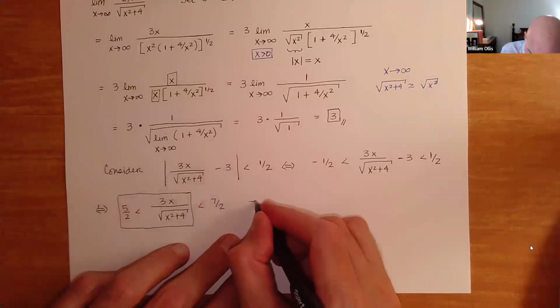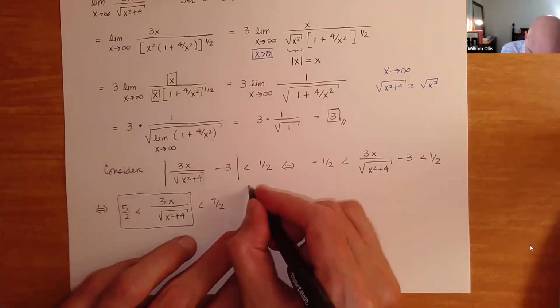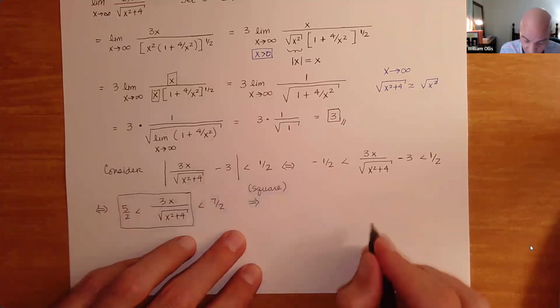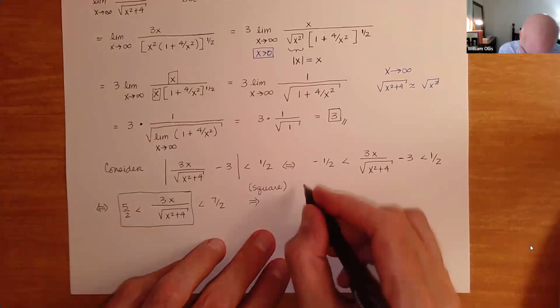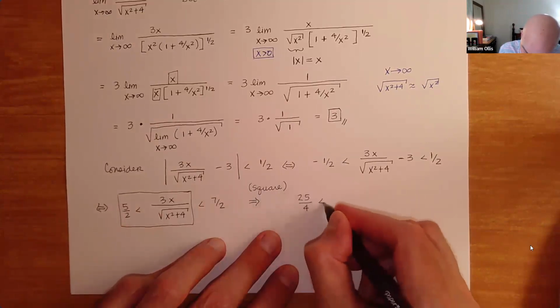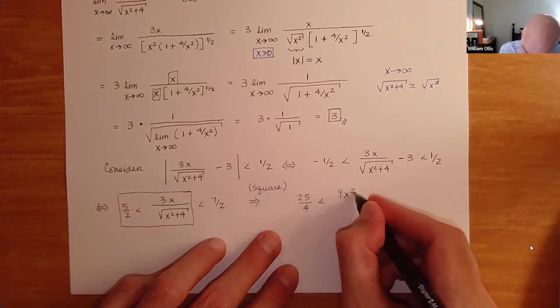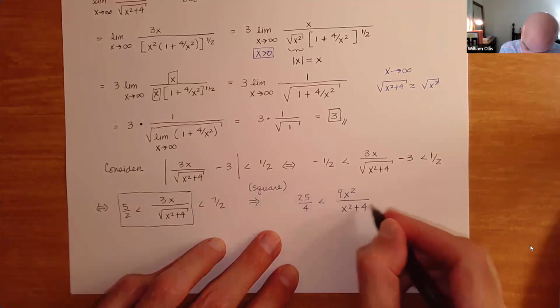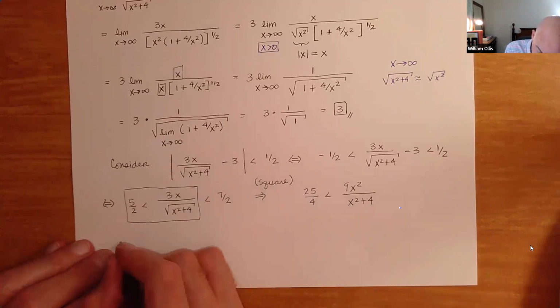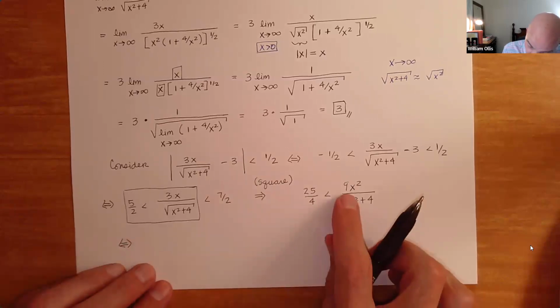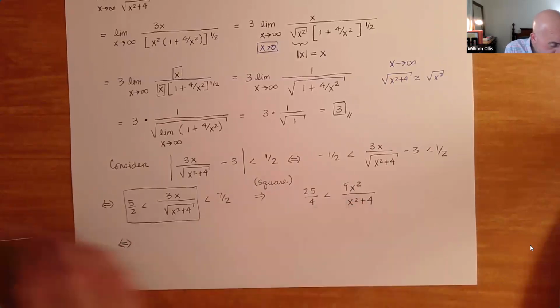So this implies, and we will square. Again, we have an increasing function because of the signs of the numbers. So we have 25/4 less than 9x squared divided by x squared plus 4. And now we can just cross multiply, if you will. So we'll have, in this case, a 36x squared.